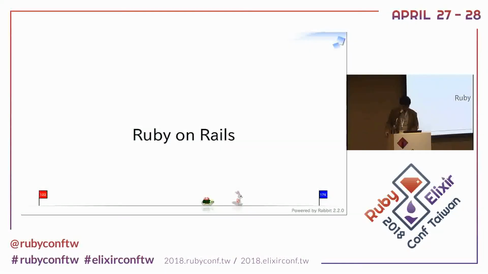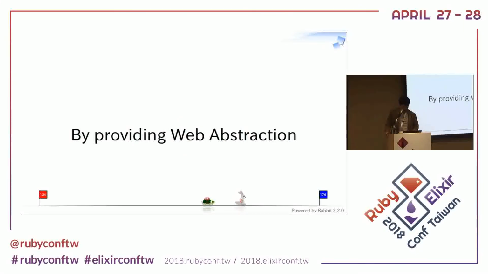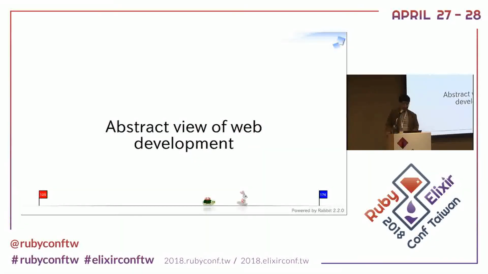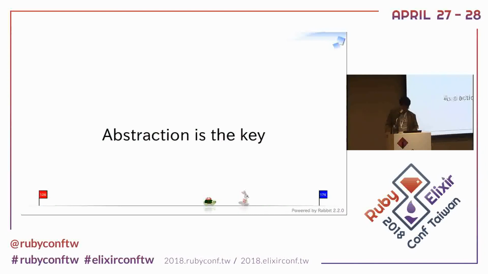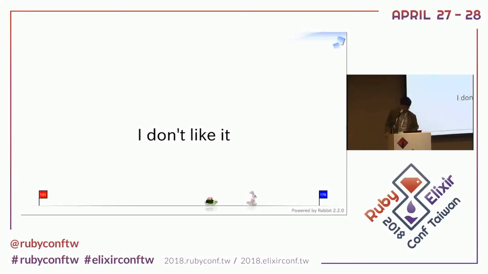Ruby on Rails dramatically eases development by providing web abstraction. It's an abstract view of web development. So I can say Ruby on Rails is a DSL, a domain-specific language for web applications. So abstraction is the key. As teams get bigger and code gets bigger, it gets harder to maintain. So people want static typing, but I don't like it. Mostly because it's not DRY.